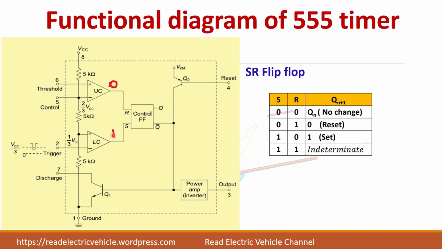Next, we will see the other case. When the lower comparator produces a high output and the upper comparator produces 0 output, it means that the set pin is high, the output will be high, and Q bar is going to be 0 and the output will be 1. So when the flip-flop output is high, the timer output is also high, and this transistor will be off.